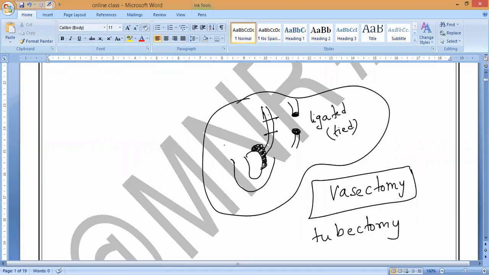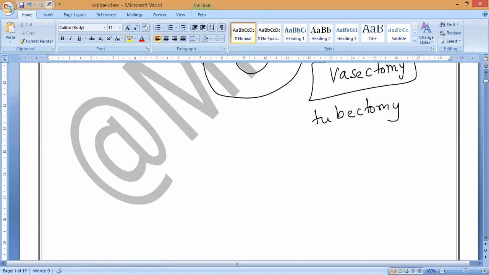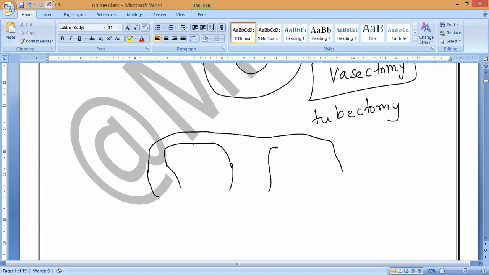So now coming to the female reproductive system. As we know, in the female reproductive system, how many ovaries do we have? Please respond. The female reproductive system has two ovaries, yes or no? Please respond. These ovaries are connected with tube-like structures, and here we have two such tubes.